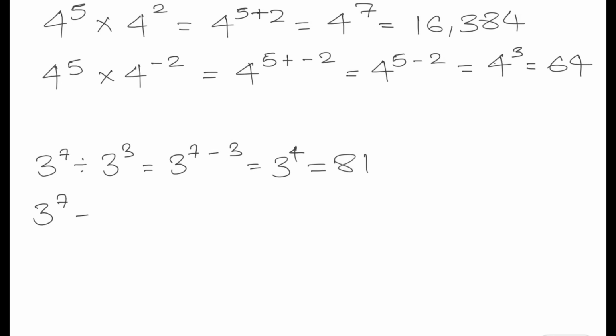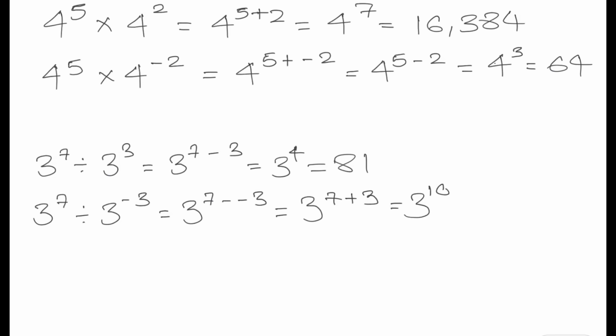We then have 3 to the power of 7 divided by 3 to the power of minus 3. Once again, we can simplify that down to 3 to the power of 7 minus minus 3, where there are two of the same signs, a minus and a minus. That gives us a plus, so that then equals 3 to the power of 7 plus 3, which is 3 to the power of 10, and so our answer is 59,049.